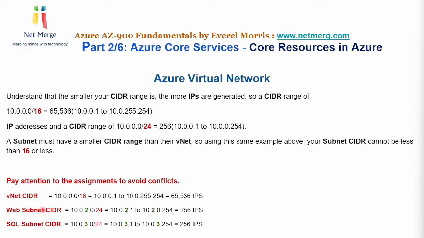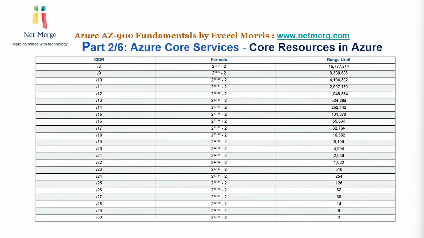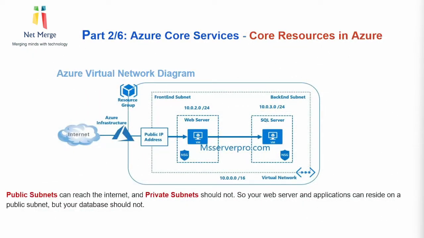So your subnet must have a smaller CIDR range than your VNet. And remember, smaller means the number has to be higher. Now, to understand that, I provided a chart. You could look at that at your leisure to get an understanding of why the smaller number generates a higher amount of IP range.